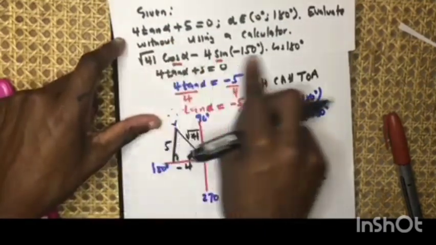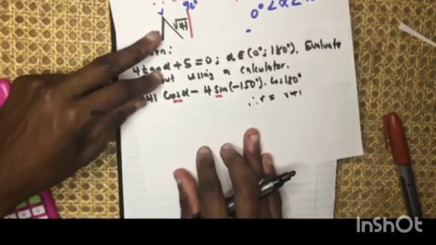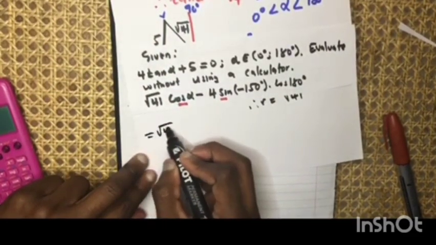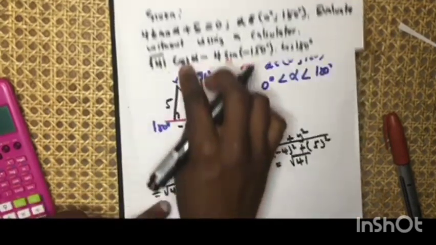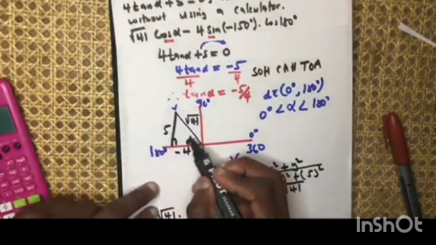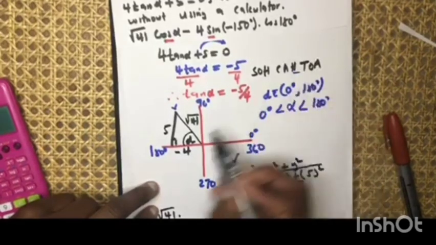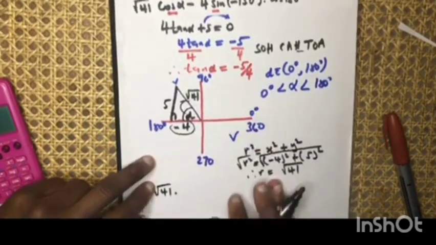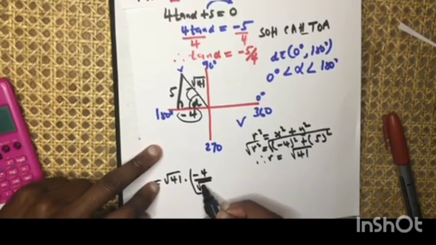Now we can try to answer this question. So I'm going to drop this question down, guys. If we answer this question, we have square root of 41. Then we need to check cos alpha. The value of cos alpha, guys. Cos is adjacent over hypotenuse. So this is your adjacent, this is your hypotenuse. So it's going to be negative 4 over square root 41.